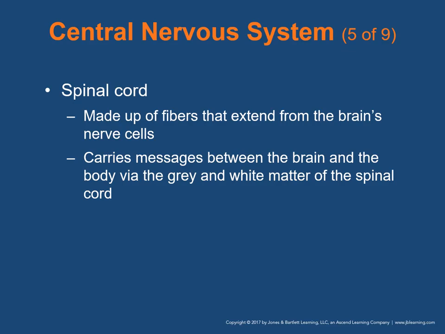The spinal cord is mostly made up of fibers that extend from the brain's nerve cells. These carry messages between the brain and the body via the gray and white matter of the spinal cord. The gray matter is composed of neural cell bodies and synapses. The white matter consists of fiber pathways.